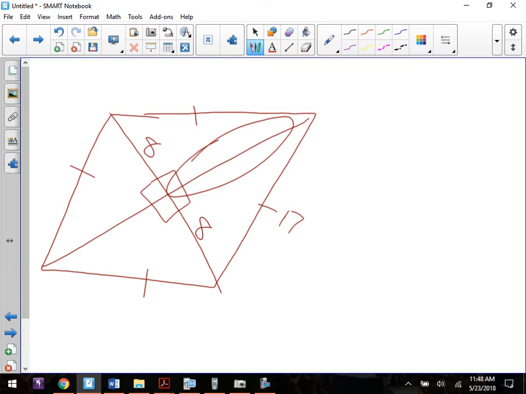So use the Pythagorean theorem, you're going to get 15, which means this part's 15. Area of the rhombus, 1/2 diagonal times diagonal. Put all that together, and I believe you get 120 something squared. Not 120, that's wrong. It's 240. Sorry, I looked at the wrong one.